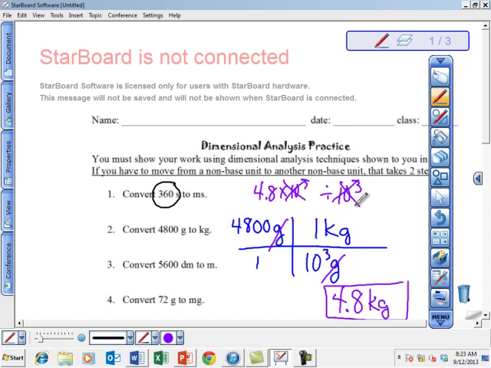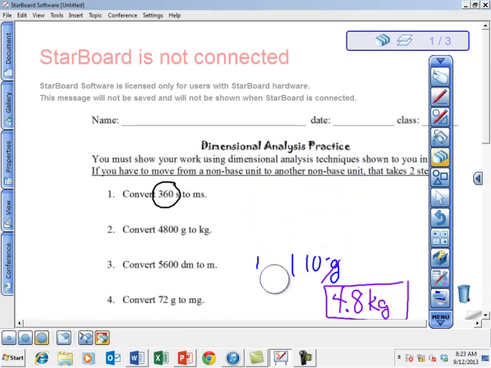Yeah, scientific notation is more than just a useful tool for me. It helps me actually do math in my head. All right, so let's keep going though. That was just a quick example.